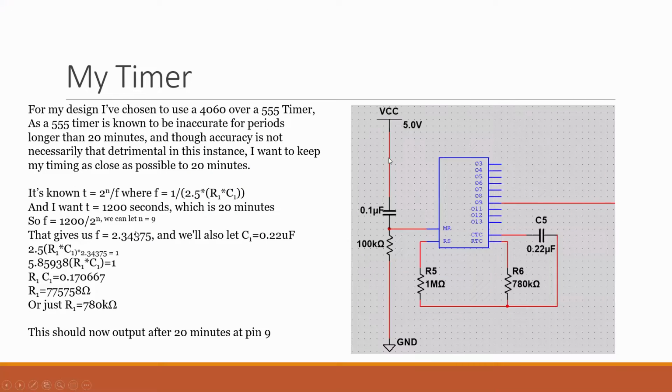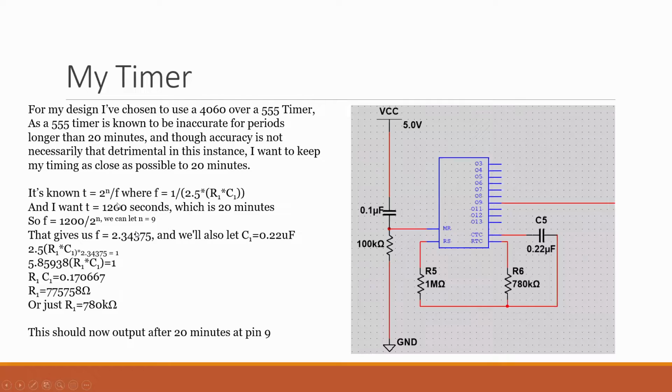And right here is my timer. I chose to use a 4060 because the 555 over long periods of time becomes pretty inaccurate, primarily due to the capacitor. So the 4060, as we know, you're able to basically have it so that each individual pin is putting out different amounts of time. It's based off of a table, but for my instance, I knew I just wanted a pin that would be a very long period. So I did some of the math on it.